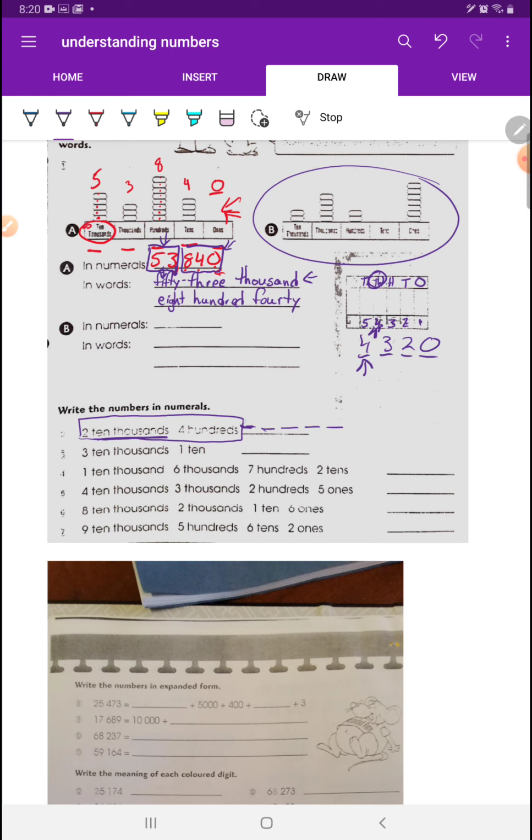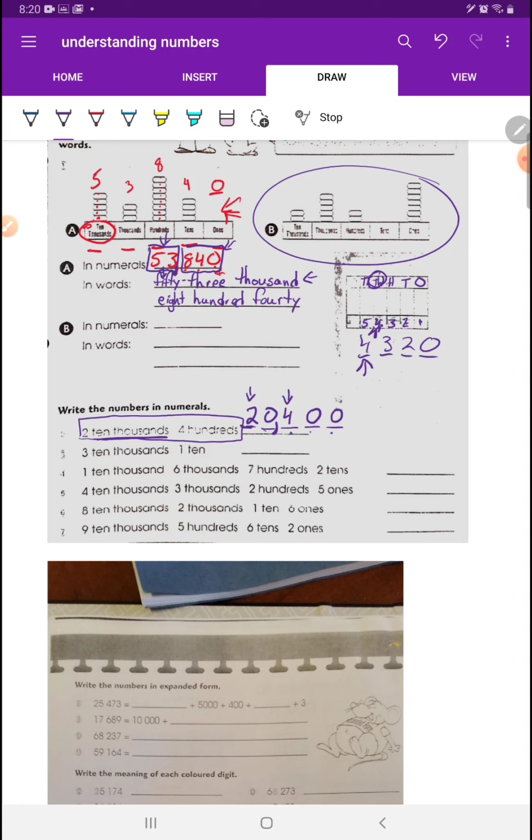And in this case, we have 2 10,000s, that's the 10,000s place, and we have 4 hundreds. That's the hundreds place, right there. See that? Hundreds place, thousands place. So what do we put in all of those other places? We already talked about that. We put zeros. Okay, and then again, we've got to have that comma.